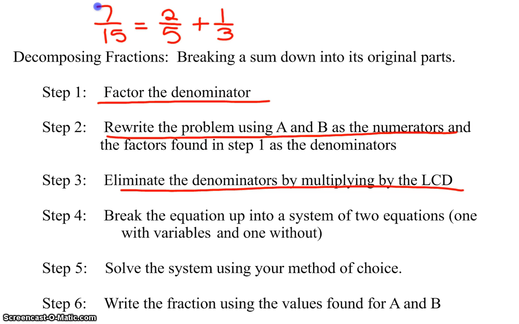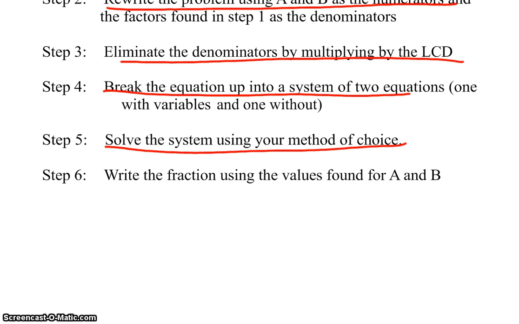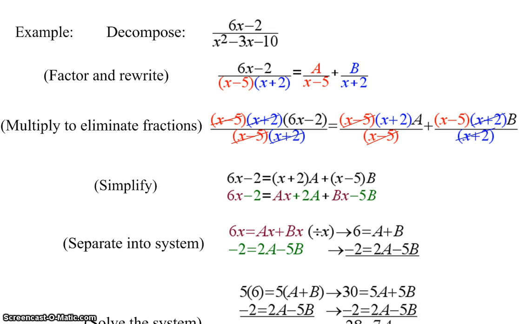Then after we do this, we can break the equation up into a system of two equations. One of them will contain the variable x, the other one will not. After this, we will solve the system using your choice of method, either substitution, elimination, matrices, graphing, however you choose to solve a system of equations. And the final step will be to rewrite the fraction using the actual values we found for A and B. Let's look at our example.